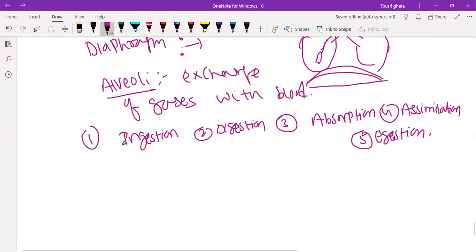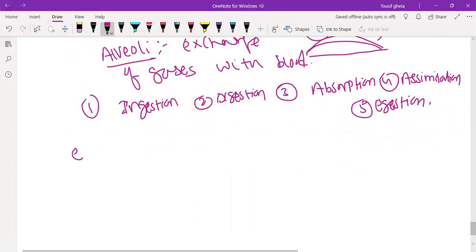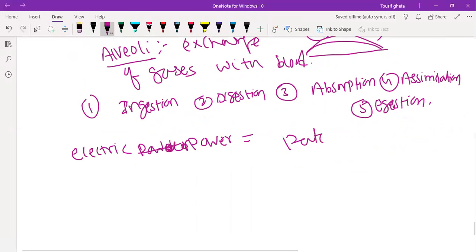So what was the next question? What is electric power? Power, sorry. Rate of doing work, you can say. Rate of work done. Rate of doing work is called power. The unit of power is watt.